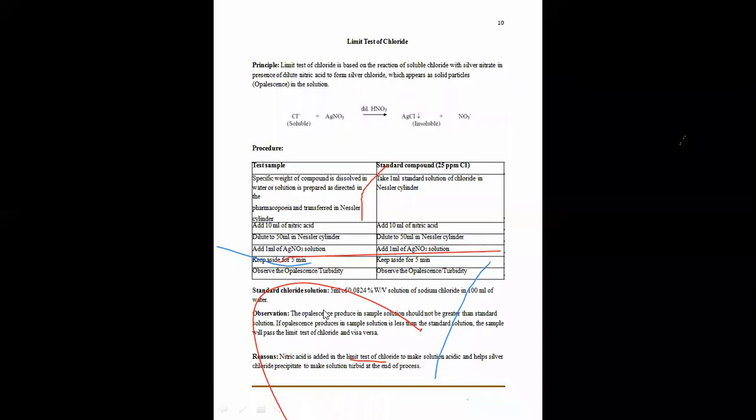So for that, there are limit tests for the presence of impurities. Now, our first limit test is for chloride. Now, chloride is an unavoidable impurity as it is there in water itself. Now, we know water is used as a universal solvent. Water contains chloride ion.